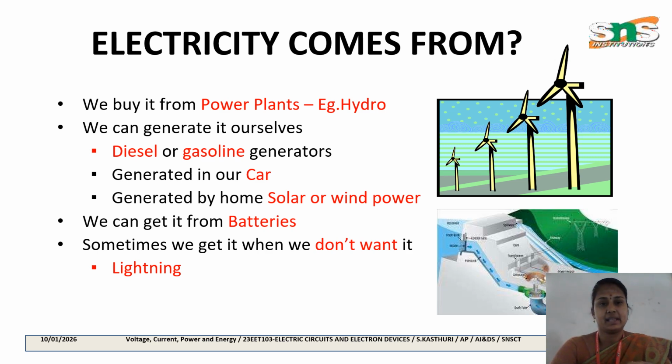As a real-time example, electricity at home comes from hydro or thermal power plants. Solar calculators and street lights use solar energy. Car headlights work using electricity generated by the car alternator. And mobile phones run on battery power.